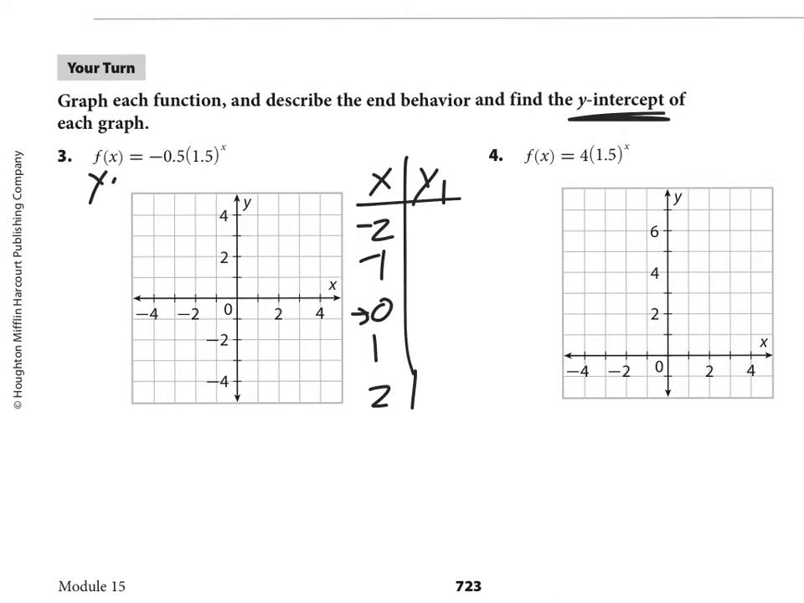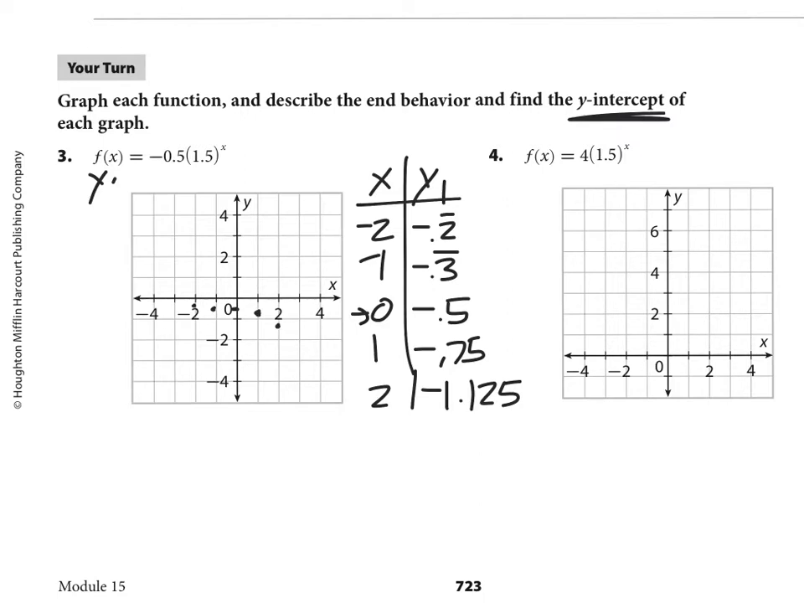So at -2, it's -0.2 repeating. At -1, it's -0.3 repeating. At 0, it's -0.5. At 1, it's -0.75. And at 2, it's -1.125. Okay, so we just plot those points. So -2 is -0.2, -1 is -0.3, 0 is -0.5, 1 is -0.75, and at 2 is -1.125. So it's made it go out wide.